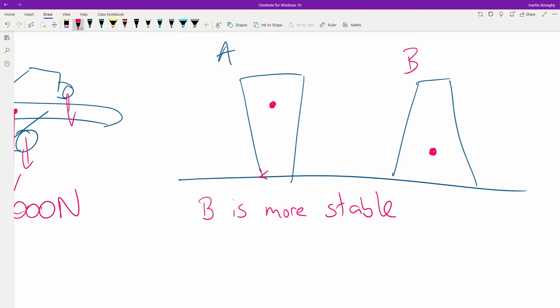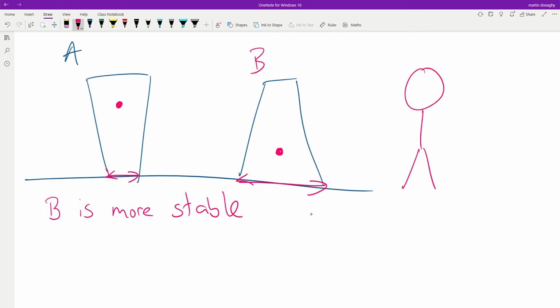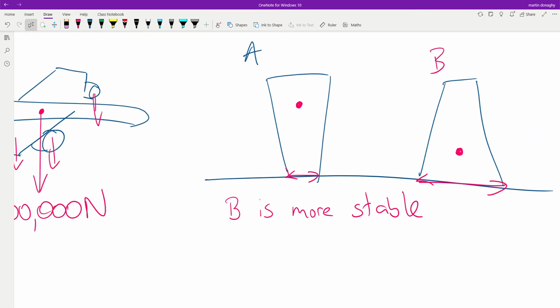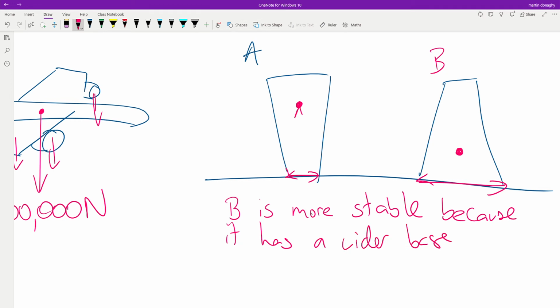And anytime we're talking about stability problems, we always mention two things. One is how wide the base is, i.e. what's the distance between the edges of the supports. So even if someone is standing, the area in contact with their feet here and here might be quite small, but their base would be the whole length between those two points of contact. But in this case, we've got these solid objects here. So B is more stable because it has a wider base. And the other is a lower center of gravity.